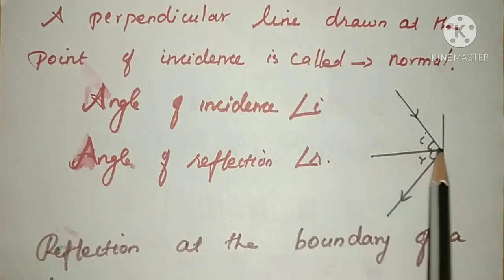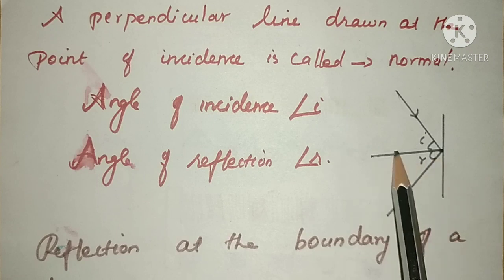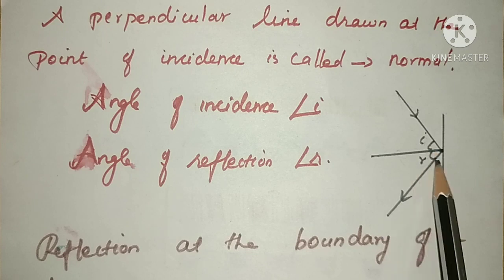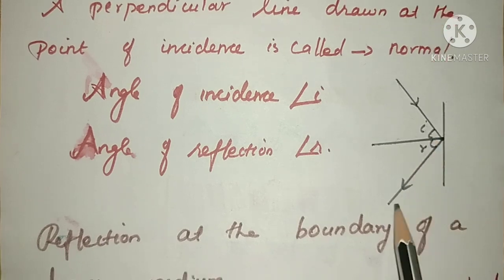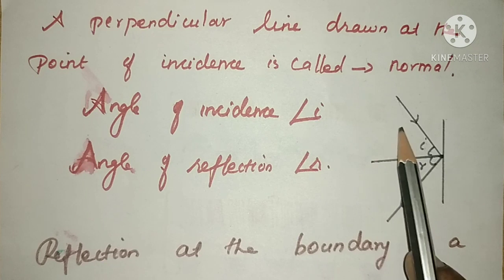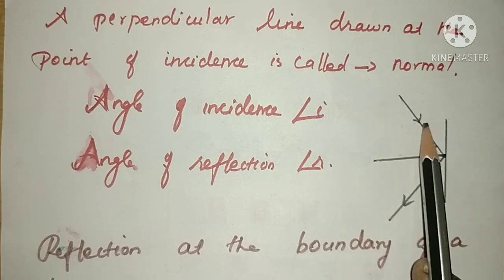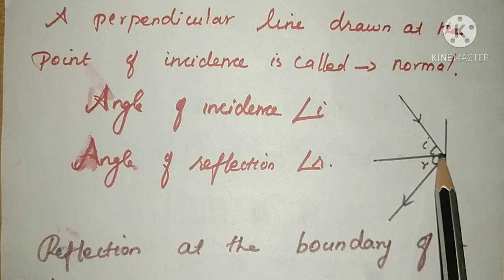This is the perpendicular line drawn from the point of incidence. That line is called what? Normal. Here the angle of incidence is denoted by angle I, and the angle of reflection is denoted by angle R. So for the reflection of sound waves, we already learned the laws of reflection. The incident wave, the reflected wave and the normal to the reflecting surface all lie in the same plane.